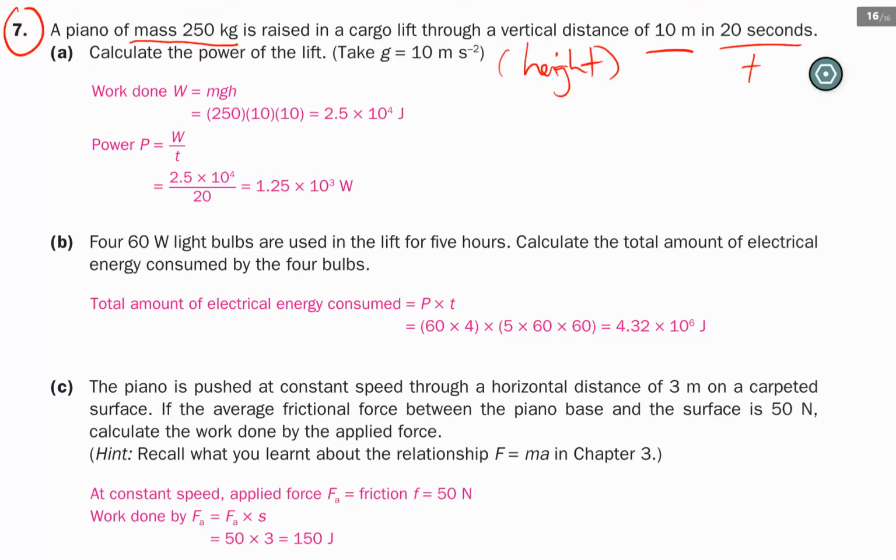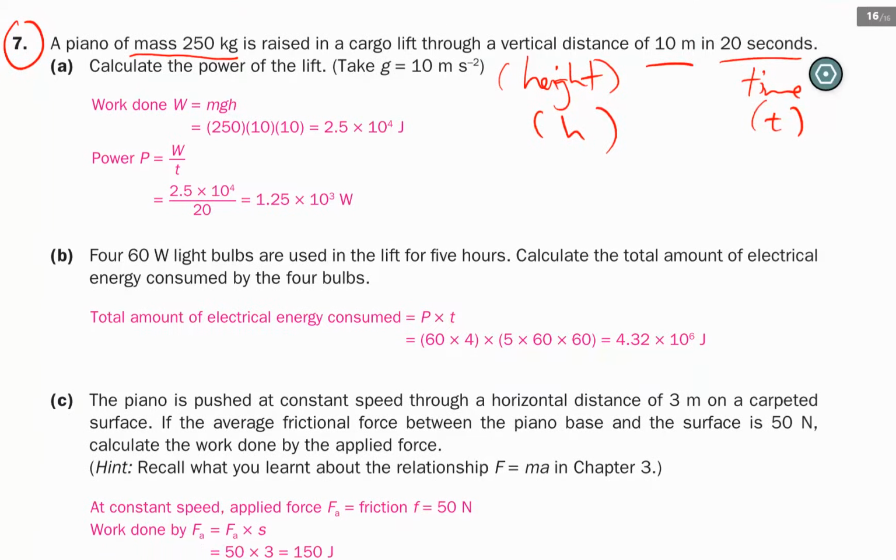So 20 seconds is your time. And there's no need for any conversion because it's already in SI unit. So all these are already in SI unit. 10 meters, 20 seconds, so no need to convert. Even your mass m is already in SI unit. So when you get any information, make sure that you get it in the correct units when you do your calculation, and if necessary, convert the units.